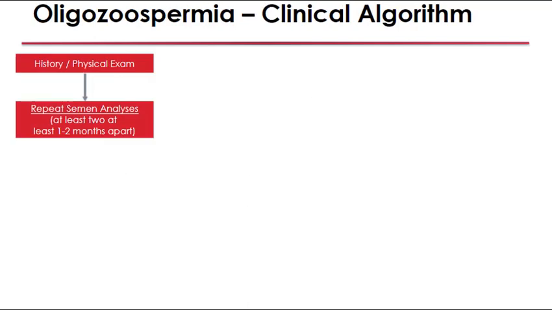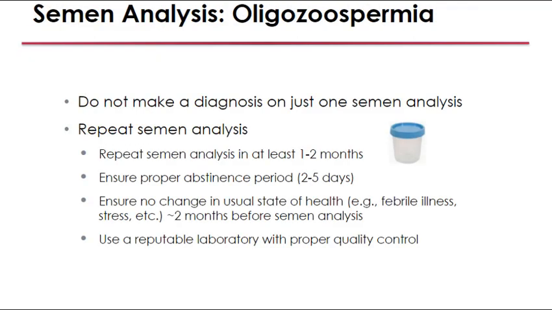Semen profiles in men may fluctuate. Thus, the semen analysis should be repeated with proper instruction for collection to confirm abnormal findings. Do not make a diagnosis on just one semen analysis. Proper collection of semen should take into consideration the time from the previous semen analysis, at least 1 to 2 months, abstinence period, 2 to 5 days, and any health factor, such as febrile illness, that can affect the results. These important tests should be performed by a reputable laboratory with qualified technicians.